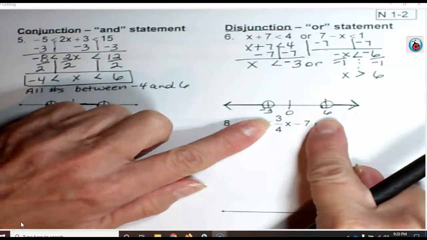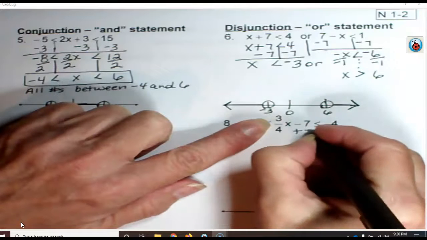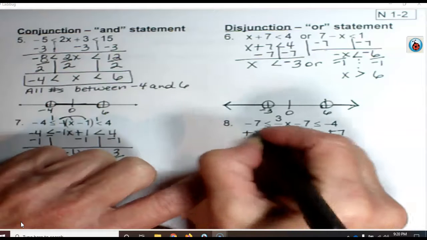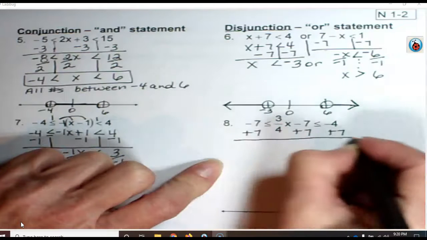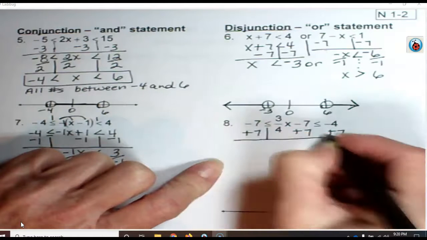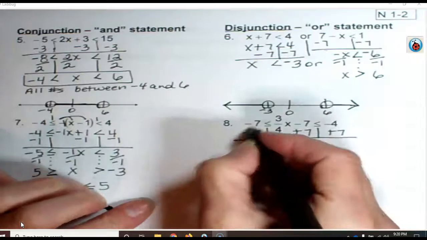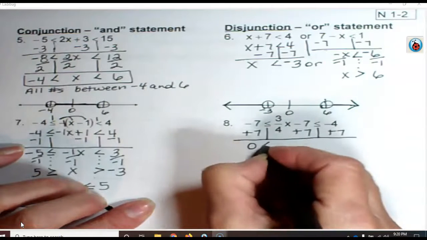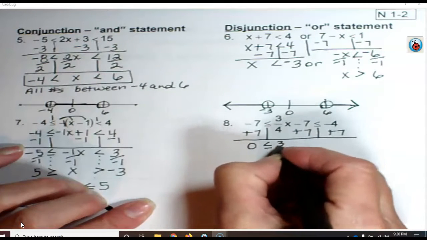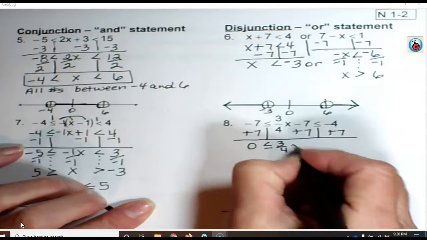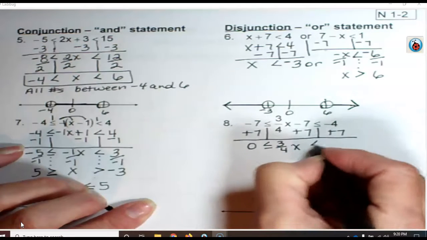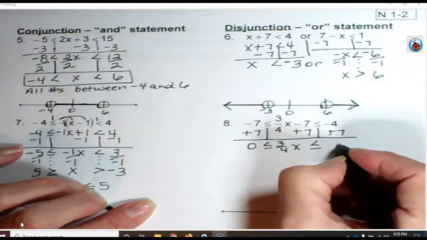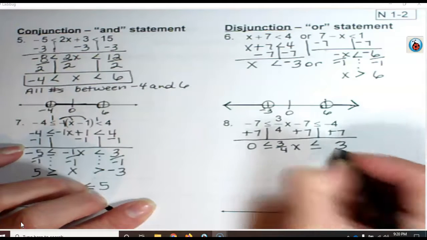I've got a minus 7, so I'm going to add 7 to all three sides, the middle and the two sides. A negative 7 and a positive 7 is a 0, less than or equal to 3/4 x, less than or equal to. A negative 4 and a positive 7 gives me a 3.